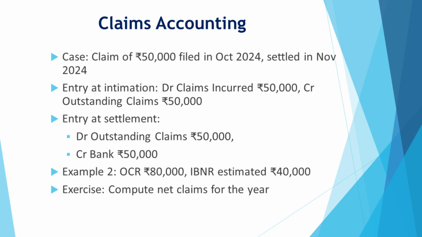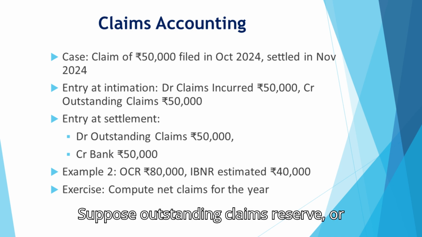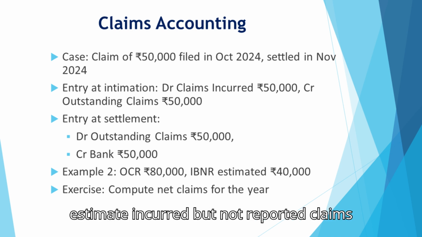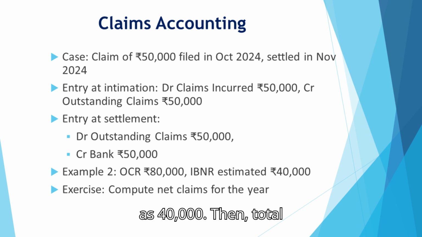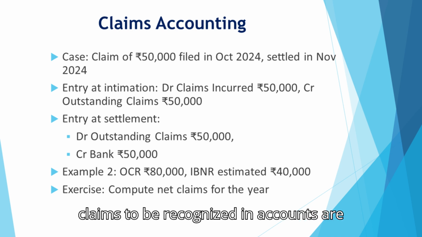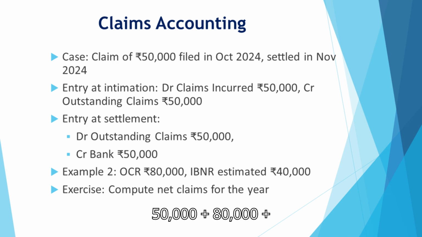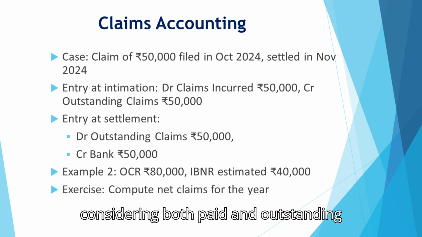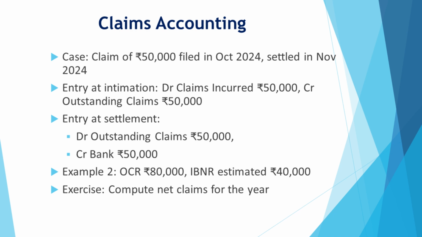Second example. Suppose outstanding claims reserve, or OCR, is 80,000, and we estimate incurred but not reported claims, IBNR, as 40,000. Then, total claims to be recognized in accounts are 50,000 plus 80,000 plus 40,000, which equals 1,70,000. Exercise for you. Compute net claims for the year, considering both paid and outstanding claims.